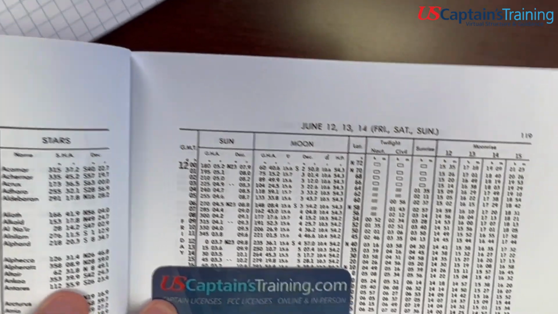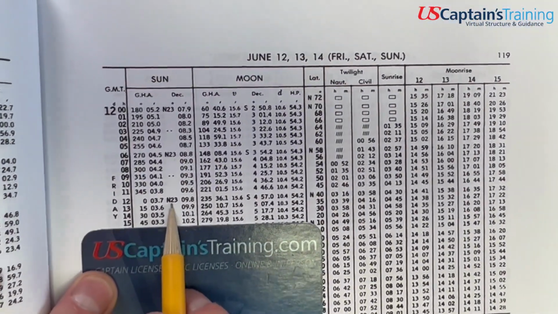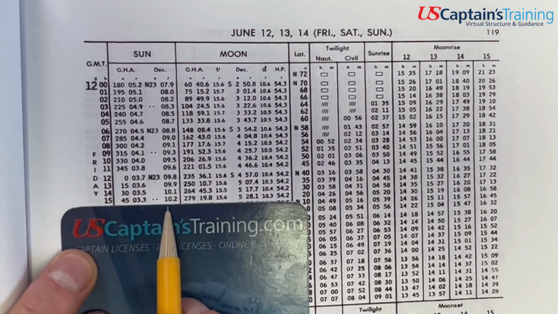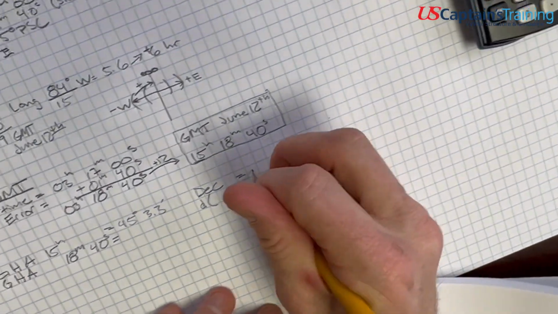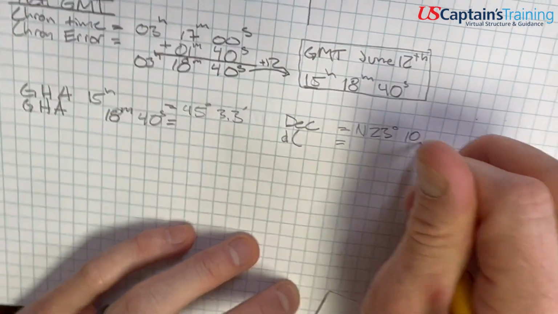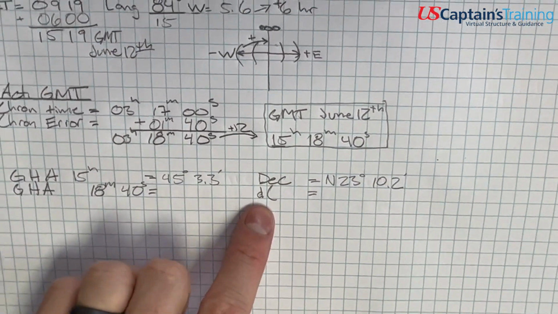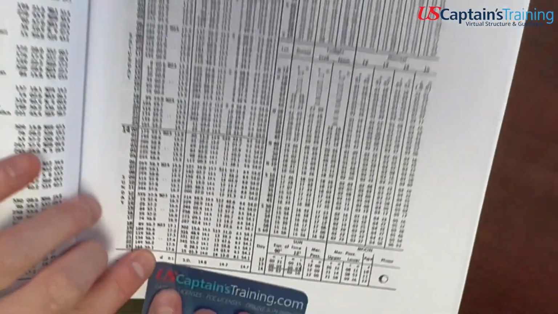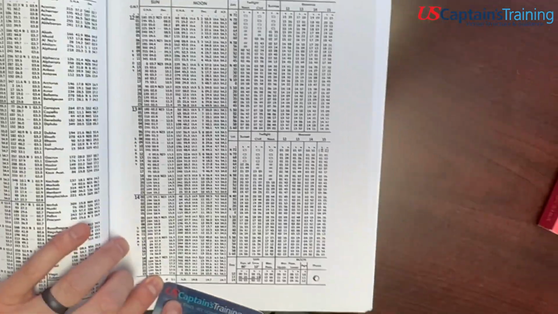So again, we're at 15 hours, 45. So here's the declination. North 23, 10.2. North 23, 10.2. And we can get our D correction here. See down here is the D, 0.1. Do we add or subtract the 0.1?